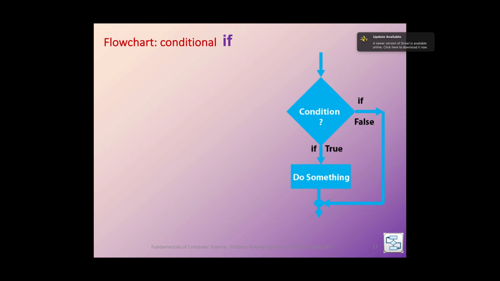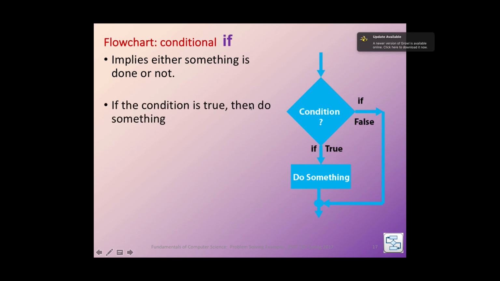Now, this decision structure is used in our conditional structure of the algorithm, the if, okay? And we can see that this implies either something is done or not, okay? If the condition is true, meaning we're coming down here on the flow, we come down, we hit the diamond, and a question is asked, or a condition is probed, or a signal is measured. Okay, the signal is either negative or positive. Okay, the condition is either true or false, or the answer is either yes or no.